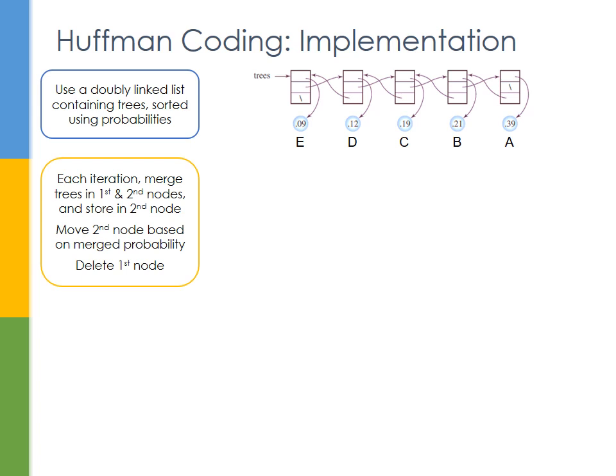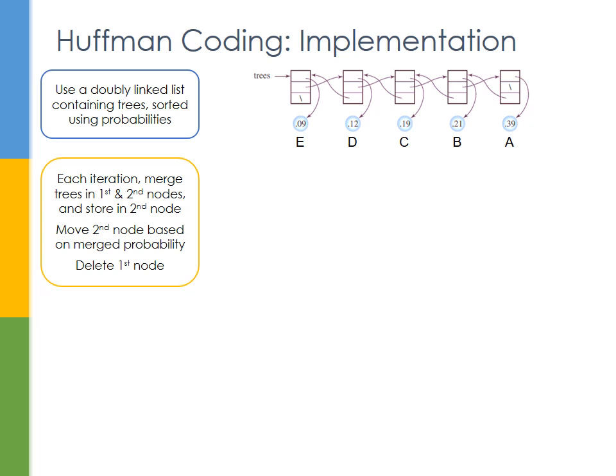All right, so then we need to perform a series of merges. At each iteration, we take the first two nodes within the linked list, which of course must be the nodes with the lowest probabilities. We retrieve the trees from those two nodes, and we merge them, creating a merged tree, which we then store in the second node. We then move the second node to the correct location within the linked list based on its merged probability, and we delete the first node.